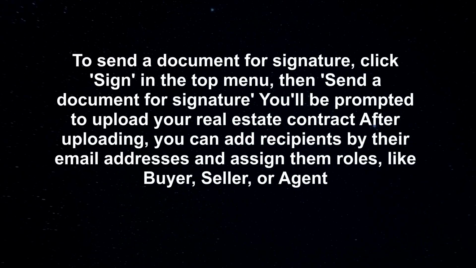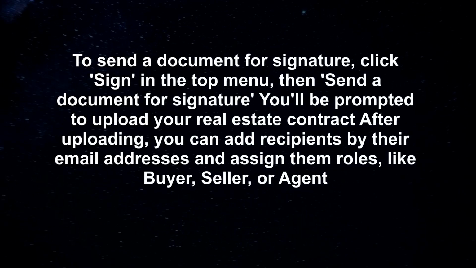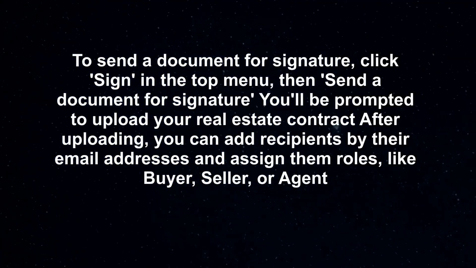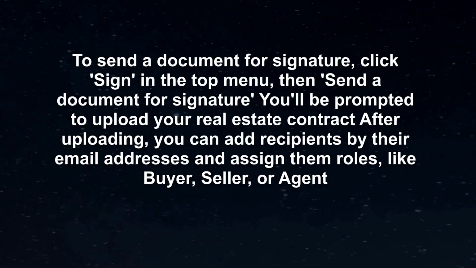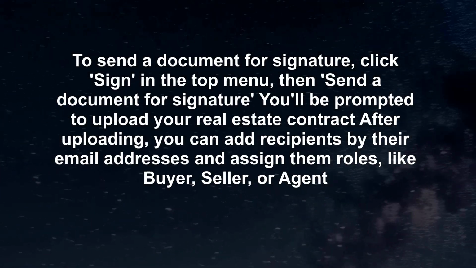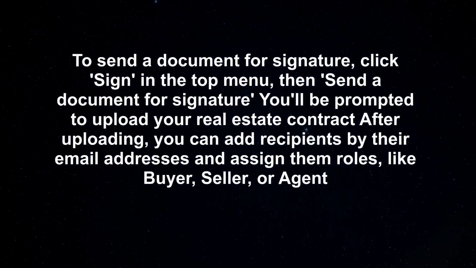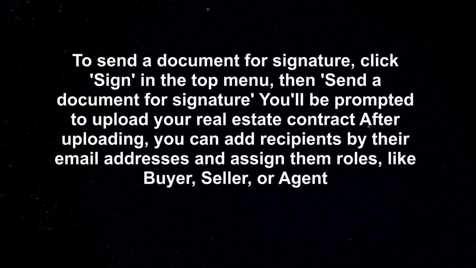To send a document for signature, click Sign in the top menu, then Send a document for signature. You'll be prompted to upload your real estate contract. After uploading, you can add recipients by their email addresses and assign them roles, like buyer, seller, or agent.